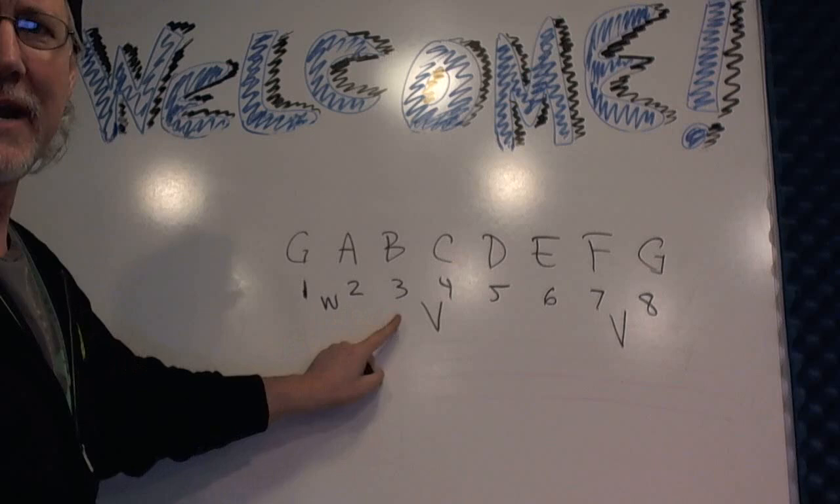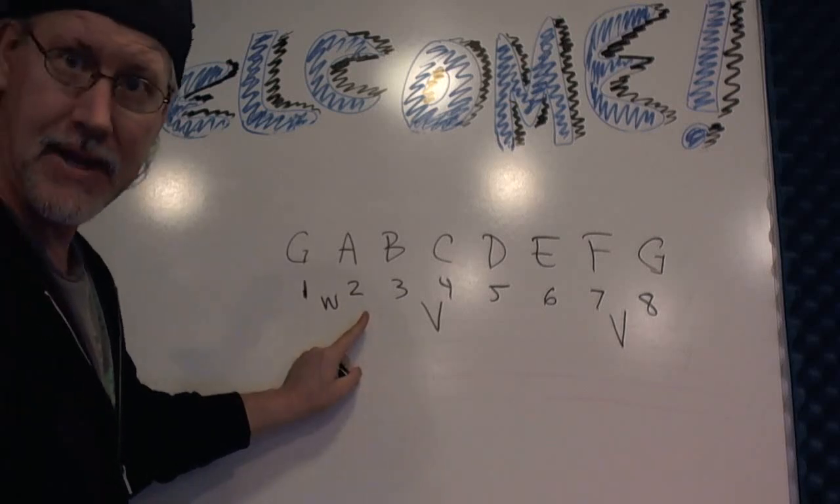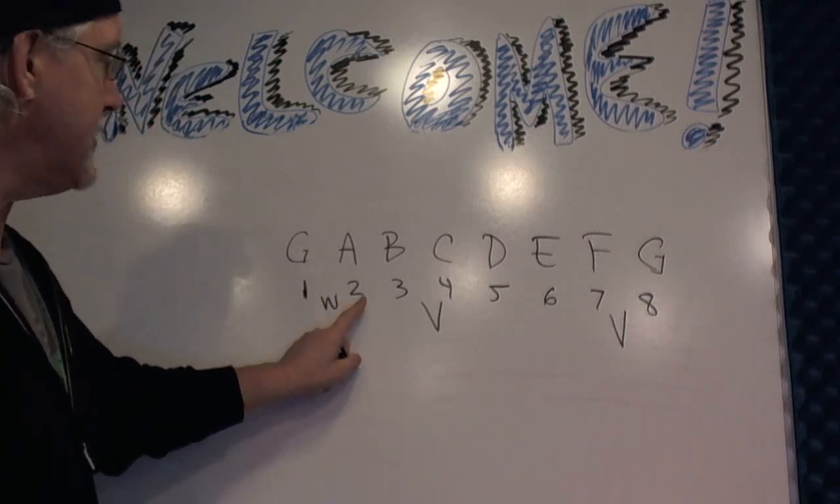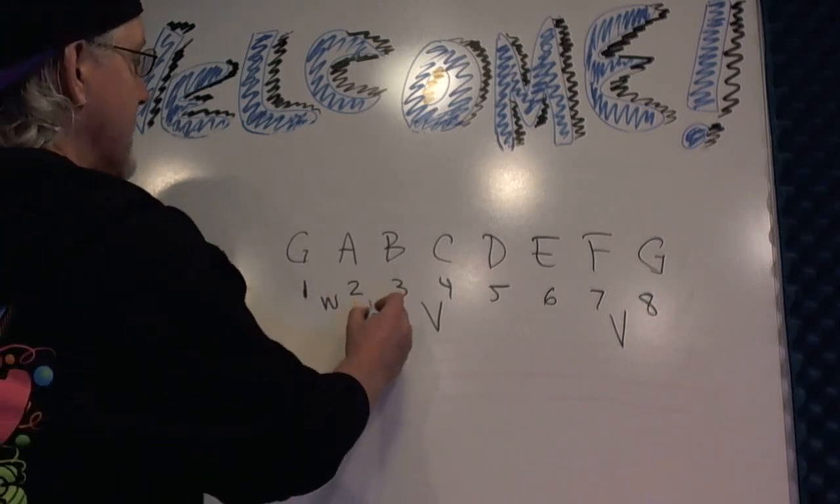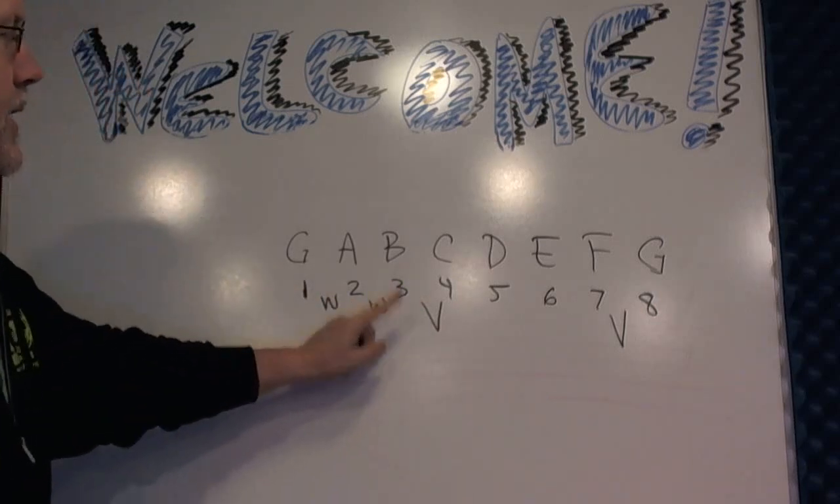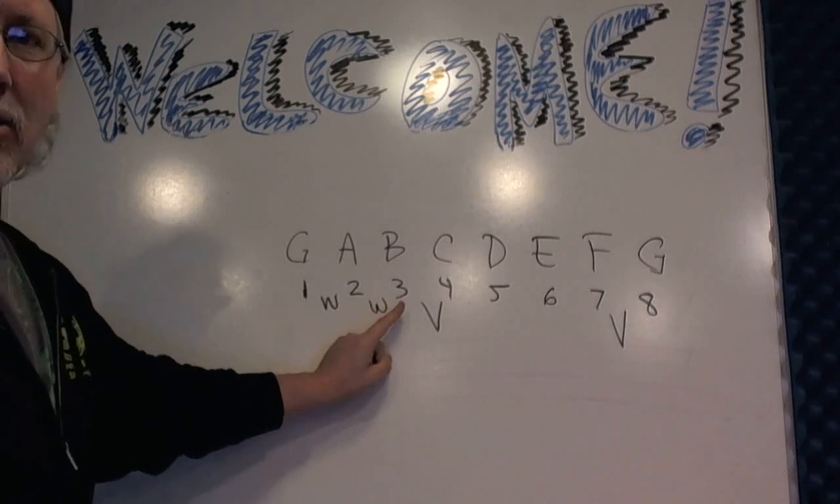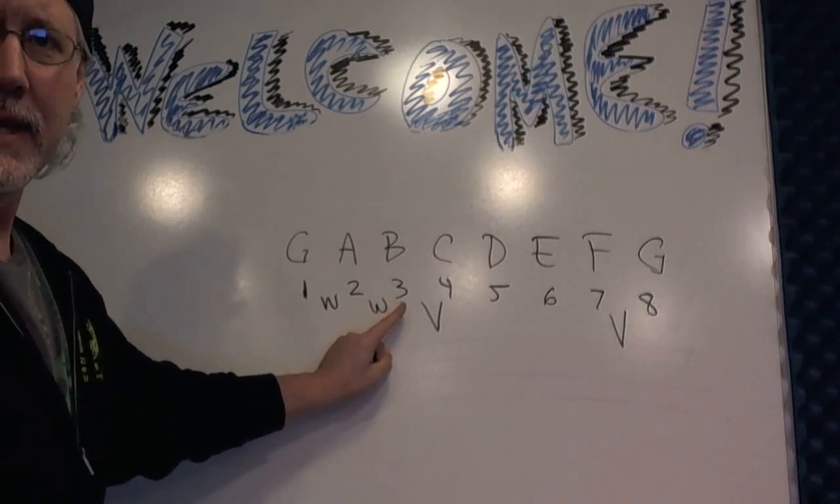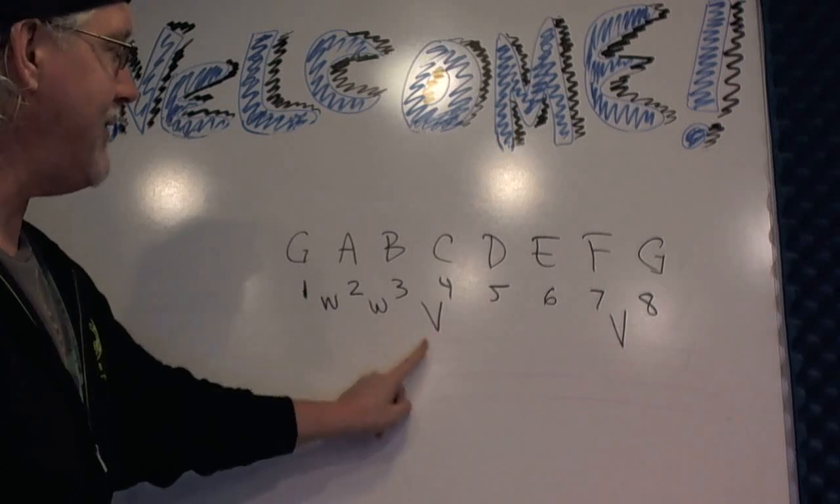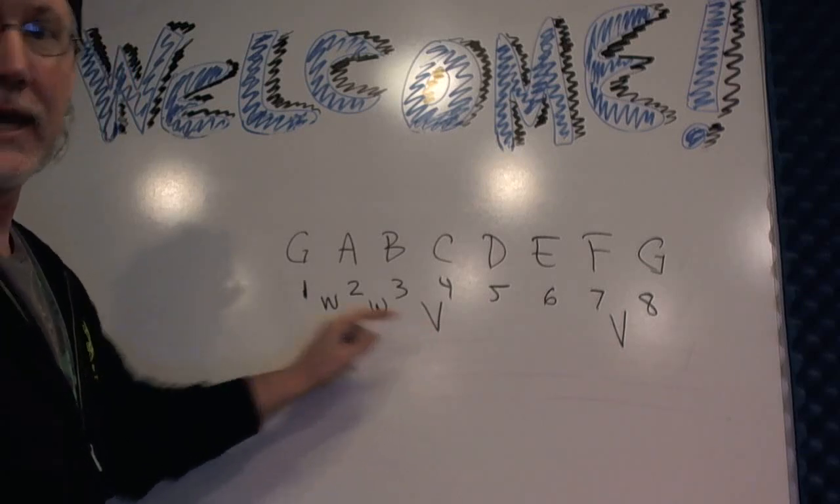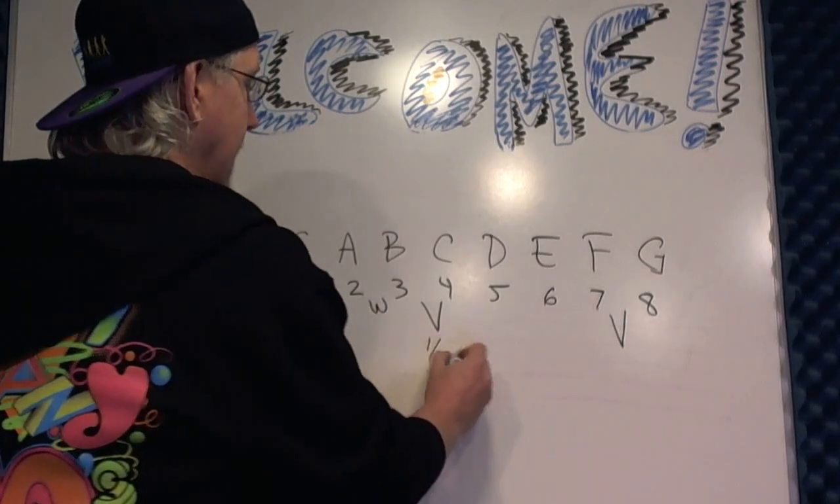What's the distance from A to B? A to B is a whole step. Are we supposed to have a whole step from 2 to 3? Yes, we are. Okay, so I'm going to put a W here. It's working so far. Now, from B to C, is that a whole step or is that a half step? That is a half step. Okay, B to C is a half step. Are we supposed to have a half step from 3 to 4? Yes, we are. Okay, so I've got a half step right there.